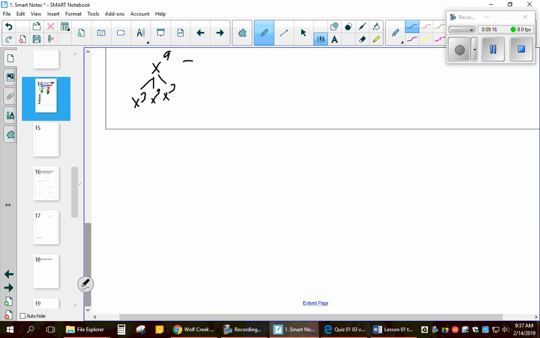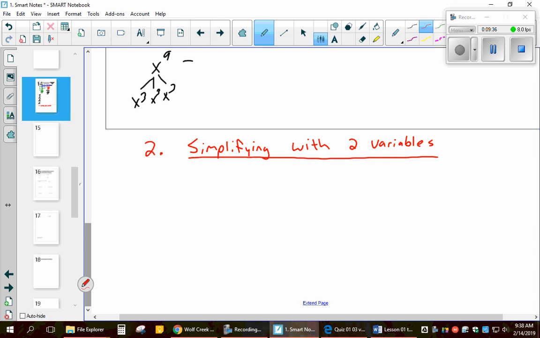Okay, so simplifying with 2 variables will be really similar. So we'll say 2, simplifying with 2 variables. Okay, so we'll do A, which will be the square root of x to the 3, y to the 2.